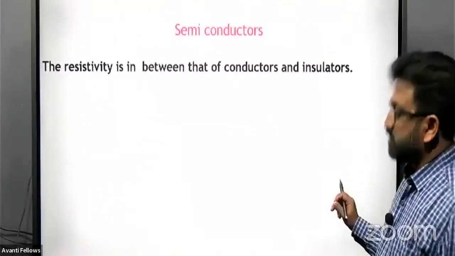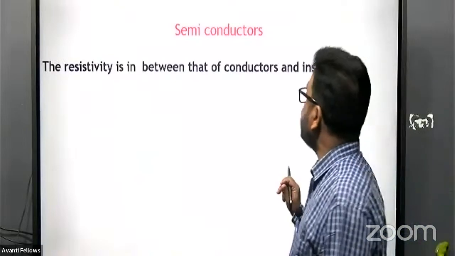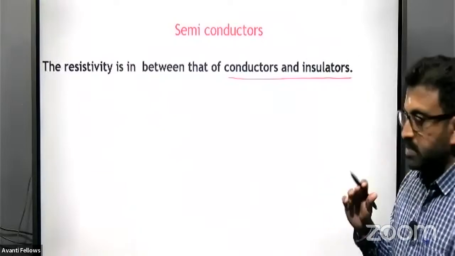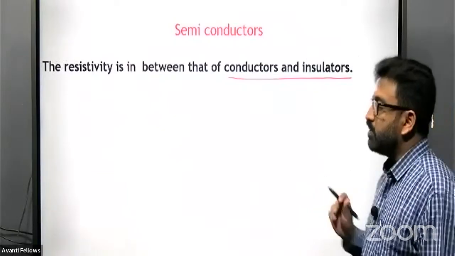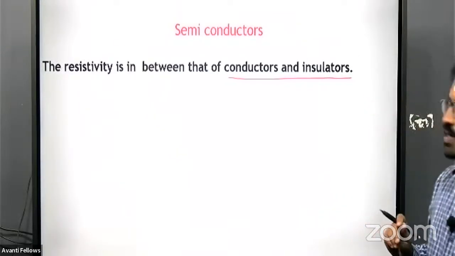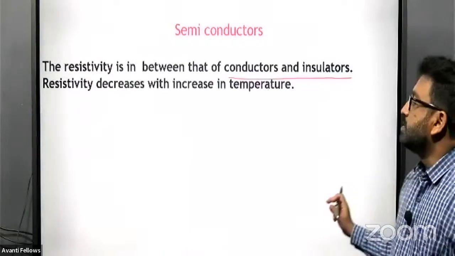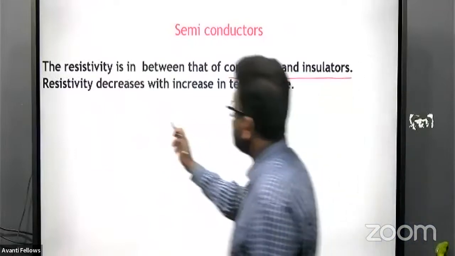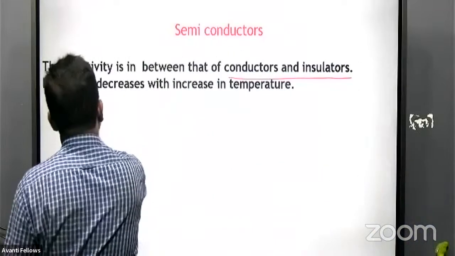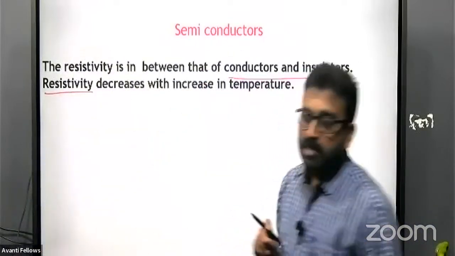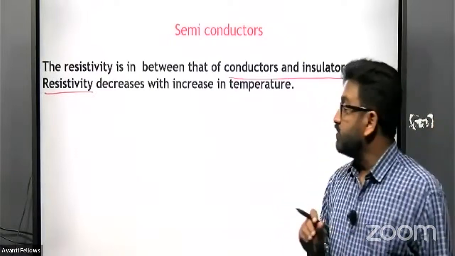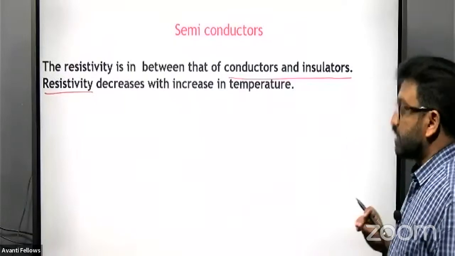Now the semiconductors: resistivity is in between that of conductors and insulators. In the case of semiconductors, resistivity comes in between that of conductors as well as insulators. Resistivity decreases with increase in temperature. This concept is being used in making all the semiconductor devices.